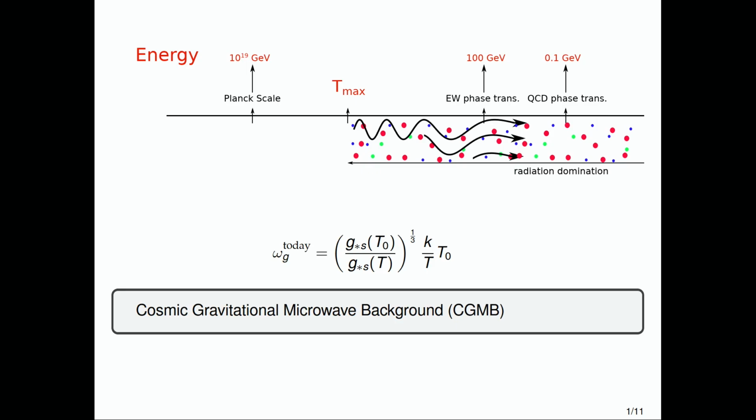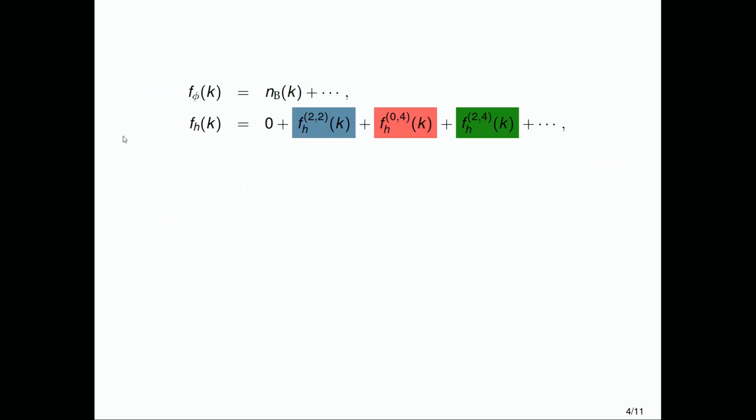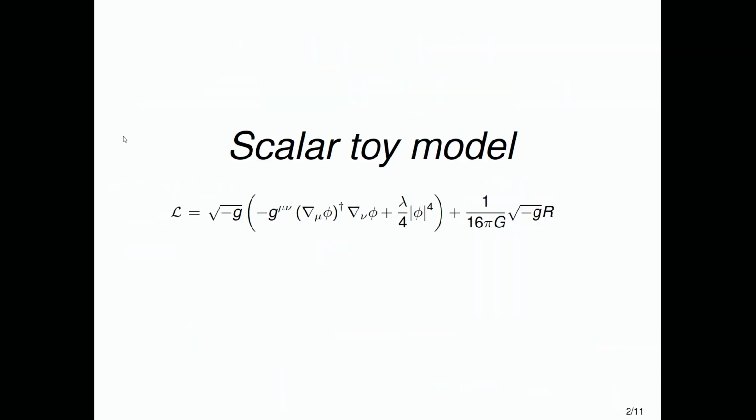I will do this first in a toy model, where you just have scalars in your plasma. And then in the second part of the talk, I will do it for the standard model. Okay, so here's the toy model. We just assume you have a scalar, and you have a quartic interaction, and you have the Einstein-Hilbert term here.